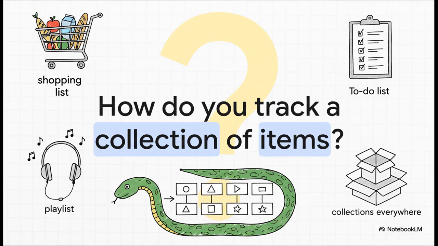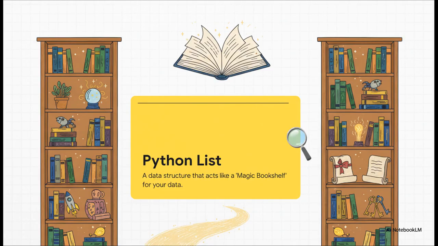I mean, just think about it for a sec. Our lives are just full of lists, right? Shopping lists, playlists for the gym, to-do lists for work. We are constantly grouping things together. So it only makes sense that programming needs a way to do the exact same thing. So how does Python handle this? Well, Python's answer is the list.